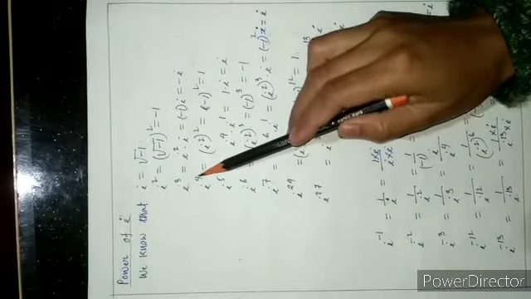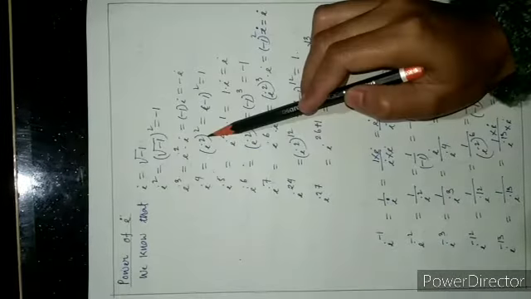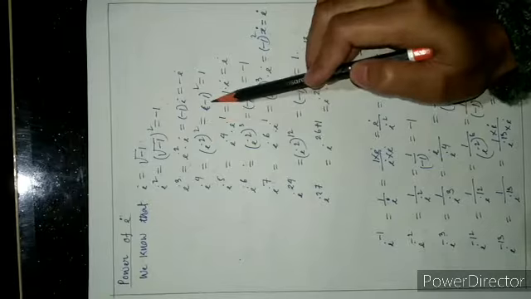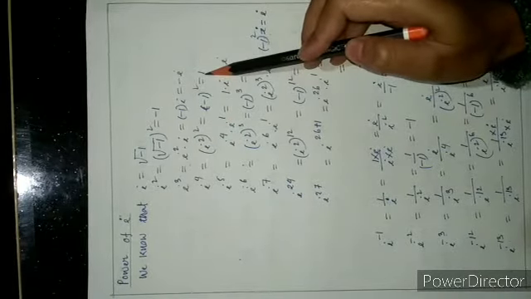Then i to the power 4. i to the power 4 is a multiple of 2, and so this i to the power 4 can be expressed as i square whole square, and the value of i square is minus 1, and minus 1 whole square is equal to plus 1.